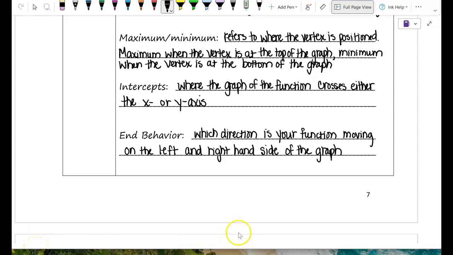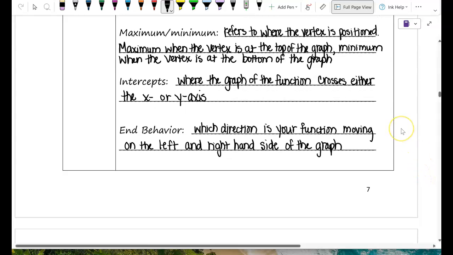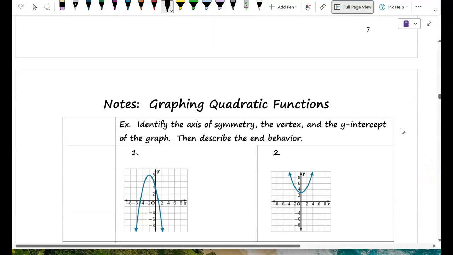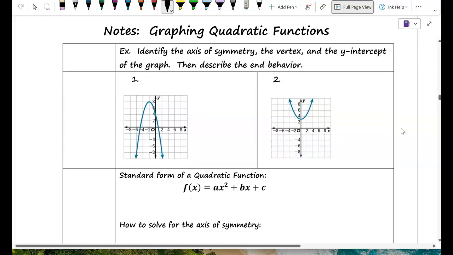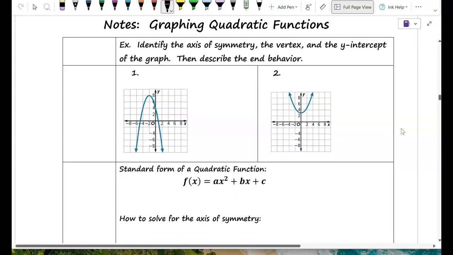All right, so now let's scroll down and look at some examples using some of this vocabulary here. So it says identify the axis of symmetry, the vertex, and the y-intercept of the graph, then describe the end behavior. So they're giving us the graph of the function and they're asking us to find some things here.